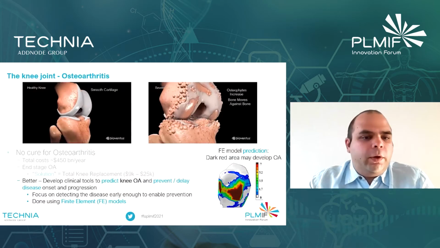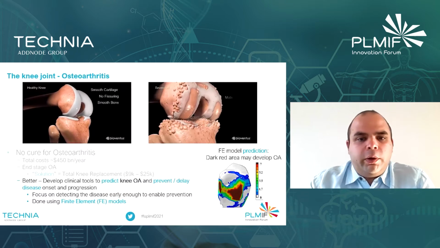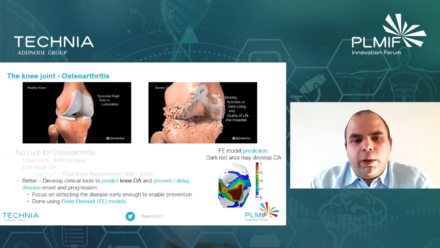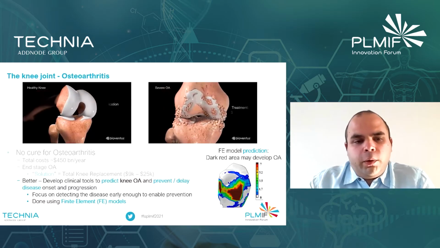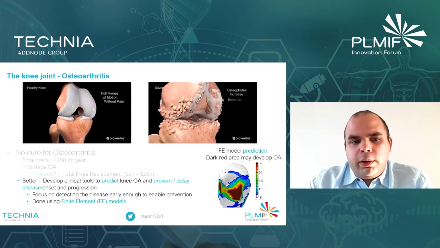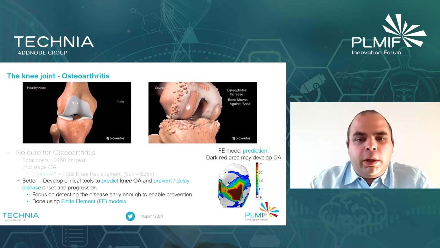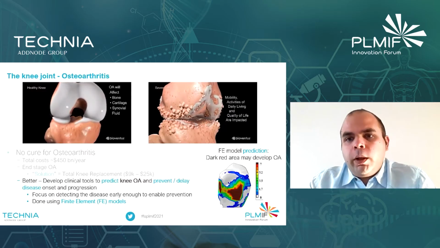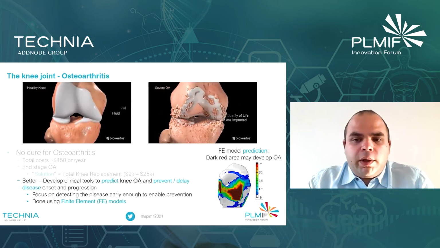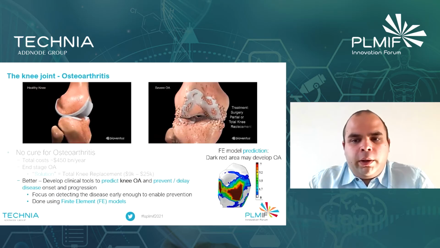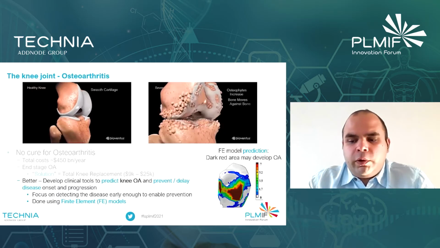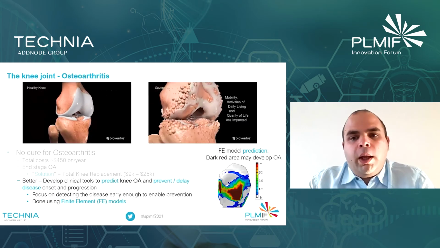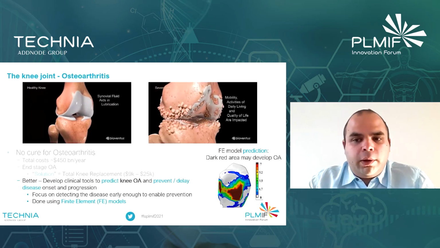Wouldn't it be better to develop a clinical tool to predict knee joint osteoarthritis and maybe prevent or delay that disease onset and progression? And the focus here is mainly on detecting the disease early enough to enable prevention, and it's done using finite element models. On the right-hand side, you can see that the dark area has some mechanical parameter that is exceeding a certain value, and that may develop osteoarthritis later on.